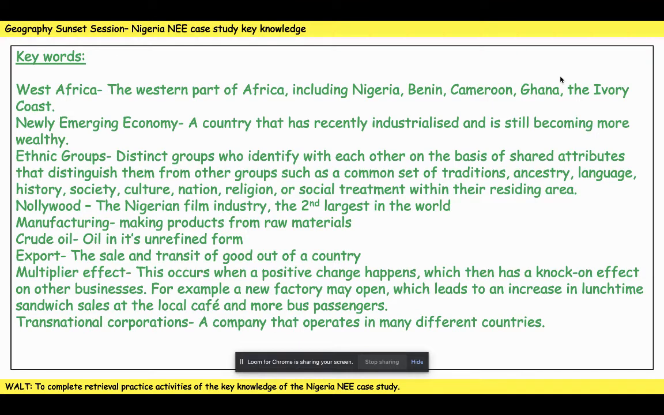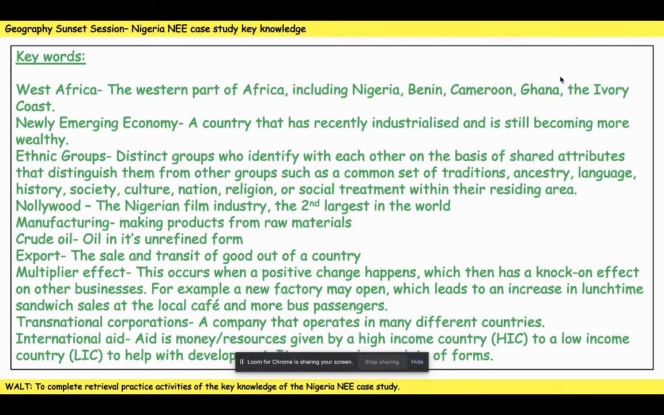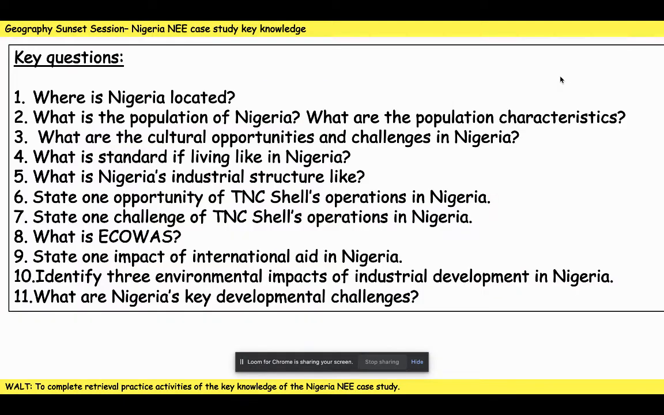Transnational corporations, again, company that operates in many different countries. Unilever and Shell are examples in Nigeria, but 40 TNCs at least work in Nigeria. Finally, international aid. So international aid or aid is money or resources given by a HIC. So the UK donates a lot of aid to Nigeria, to a low-income country, to help with development in all of its forms, whether that be social development, so improving education, or economic development in terms of improving trade.